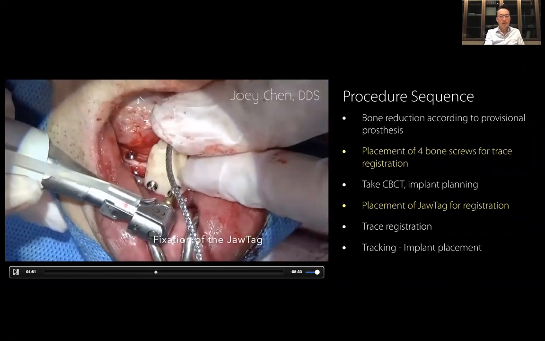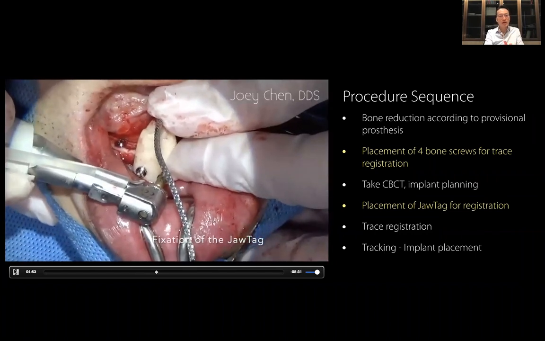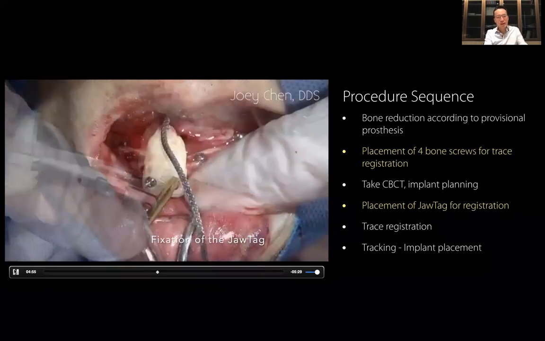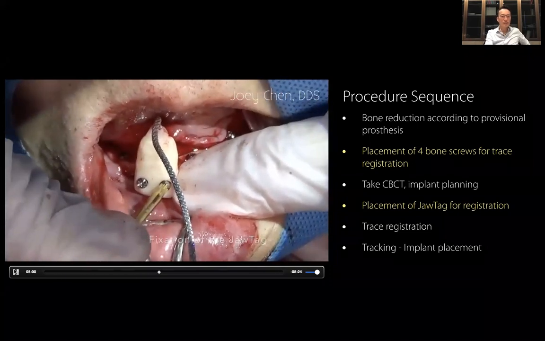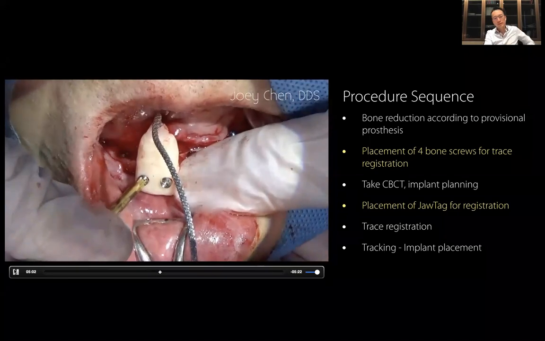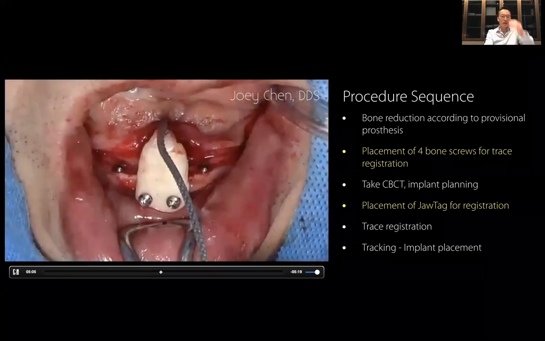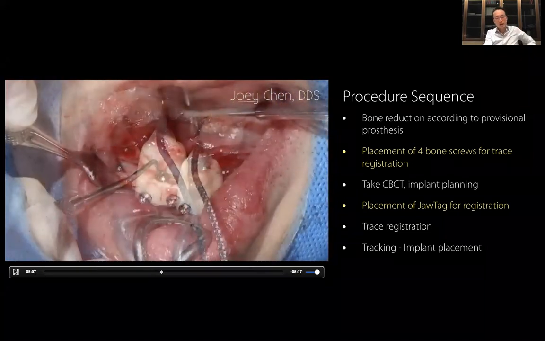Okay, so in the anterior area where I'm not placing the implants, I fixate this jaw tag to the mandible. I just need to make sure it's very stable. Okay, so this is actually a pretty easy device to make.